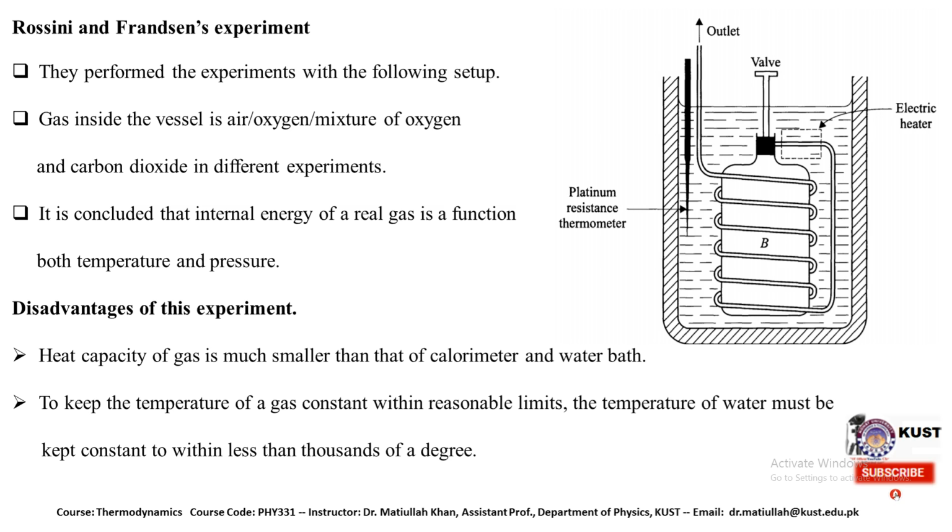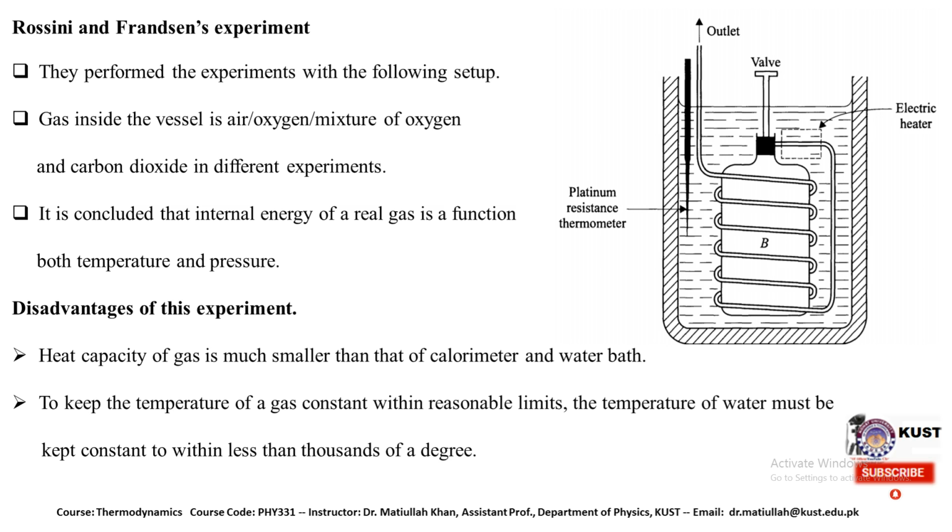So what were the disadvantages of this particular experiment? The heat capacity of the gas is much smaller than that of the calorimeter and water bath. So these are some of the drawbacks of this experiment. The other thing is that to keep the temperature of a gas constant within reasonable limits, the temperature of the water must be kept constant to within less than a thousandth of a degree. So again, the question arises with the heat capacity problems.